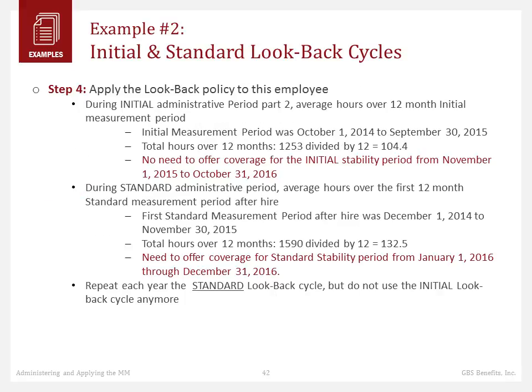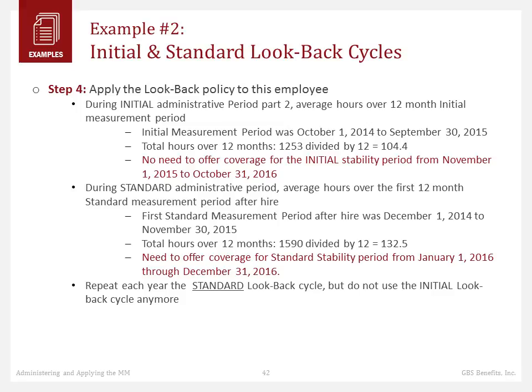So now that we know what those periods are, let's actually apply it to this employee, and determine what and when this employee needs to be offered. So during the initial administrative period, part 2, of course, is when this employer would do the math. The initial measurement period was October 1st, 2014 through September 30th, 2015.